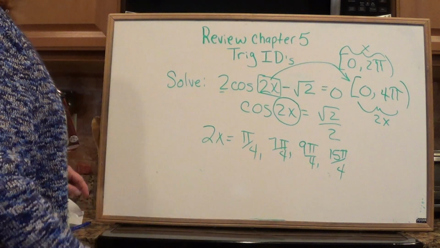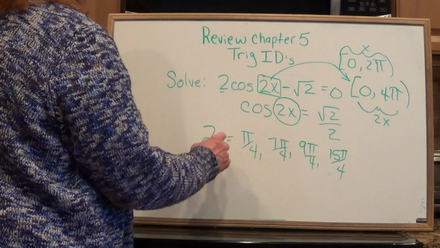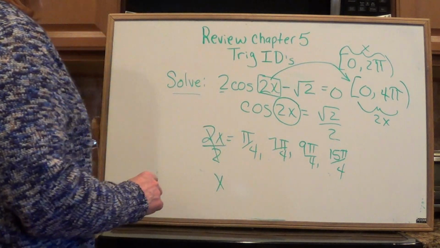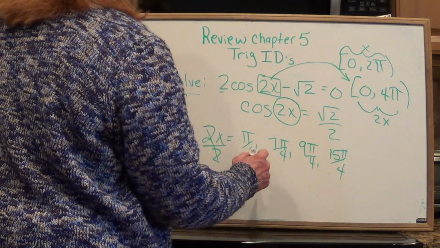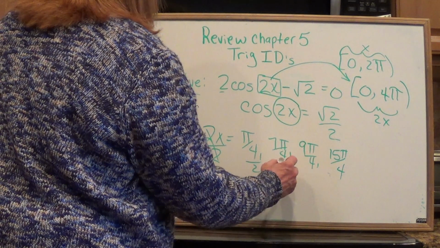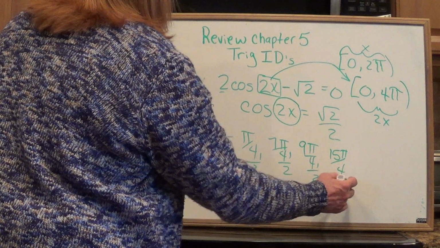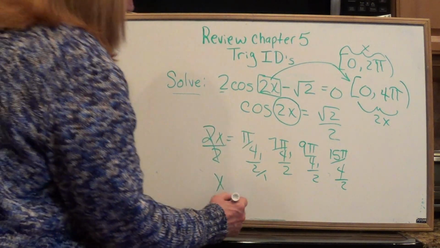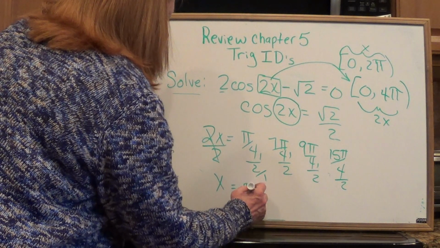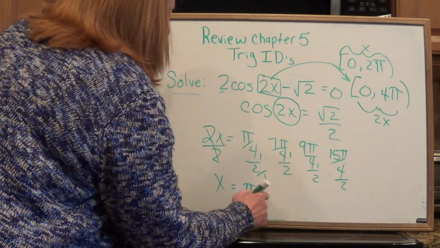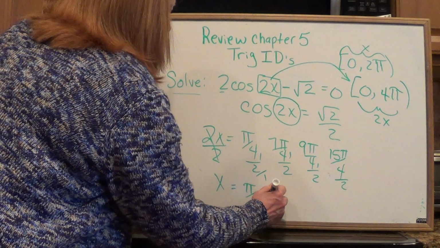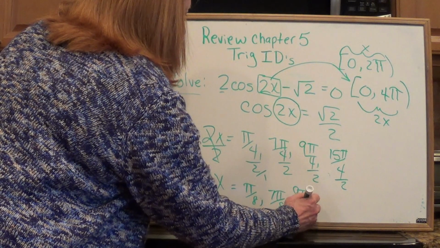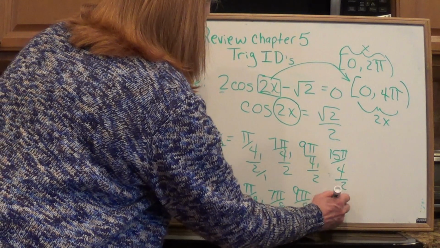And so now you may break up this argument and divide everything by 2, because in the end, when the word solve is used, you want to know what x equals. So I'm dividing this by 2, this by 2, this by 2, and this by 2. Algebraically, 2 over 1, flip and multiply. You'll see these become pi over 8, 7 pi over 8, nine pi over 8, and 15 pi over 8.